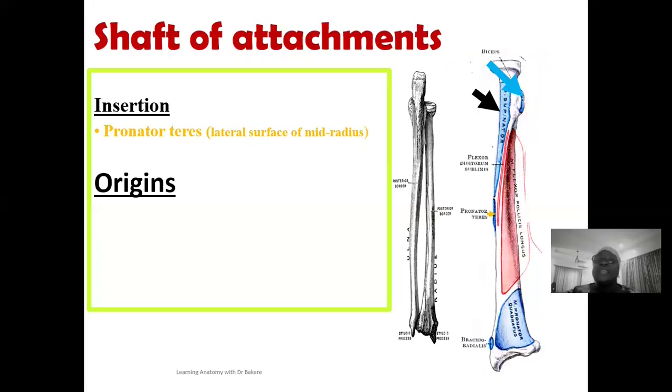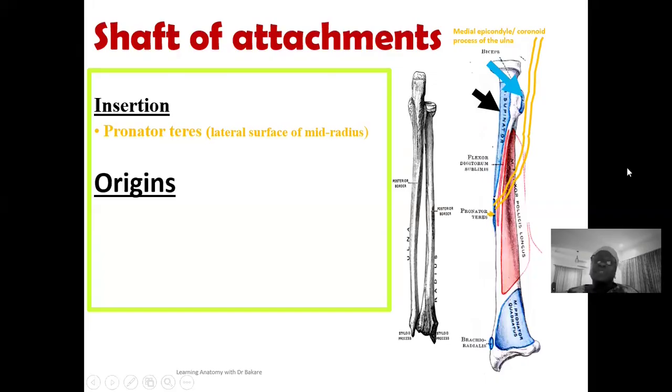We know that the pronator teres is seen to originate from the medial epicondyle and also the coronoid process of the ulna. And you see the fibers directed downwards where they are finally inserted here on the lateral surface around the mid-shaft region of the radius. So this is why it takes its point of insertion around this region.